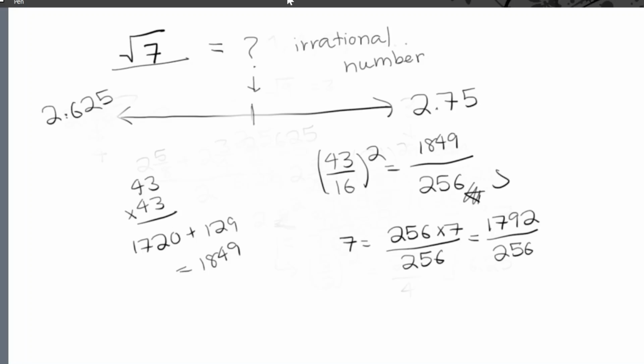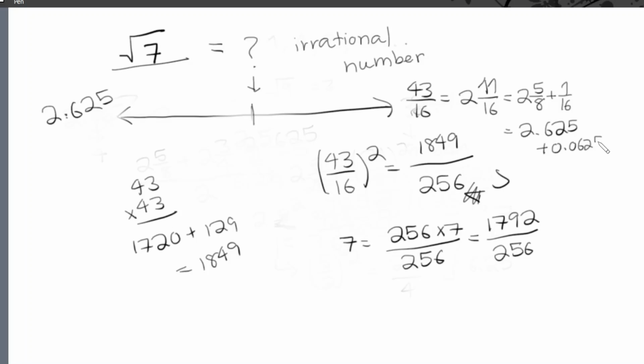So now we can replace this with 43 over 16, which is just 2 and 11 over 16, which is just, let's see, 2 and 5/8 plus 1/16, which is 2.625 plus 0.0625, which is 2.6825.